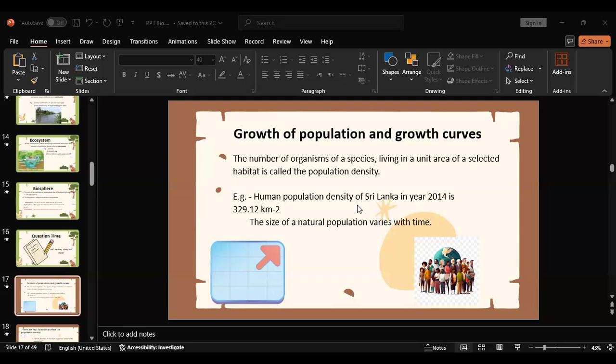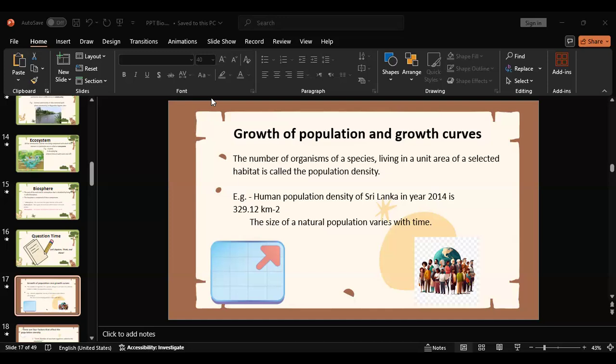Okay, good. Right, here the next one. We will see the growth of population and the growth curves, right? Growth of population and growth curve. Again, I am trying, but the actual host is not there, so I couldn't. I'll put the message. Okay, let's see the growth of population and growth curves.